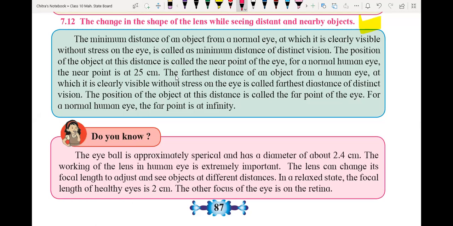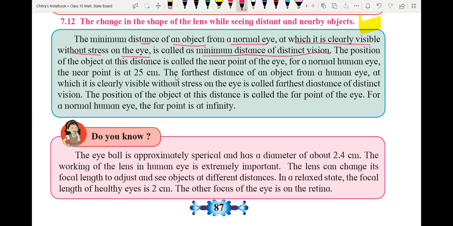Okay, so let's discuss the minimum distance of an object for the normal eye at which it is clearly visible without stress on the eye. It is called the minimum distance of distinct vision. What is the minimum distance of distinct vision? It is the distance of an object at which we can observe it clearly without stress on our eyes.